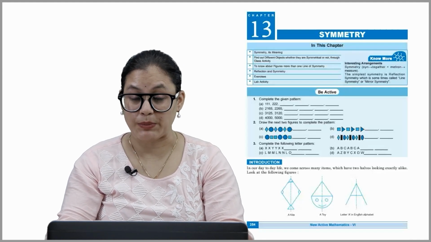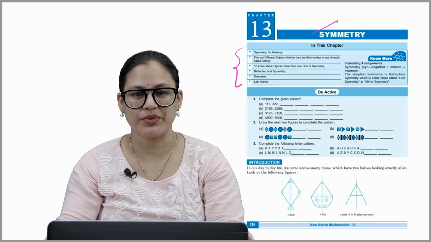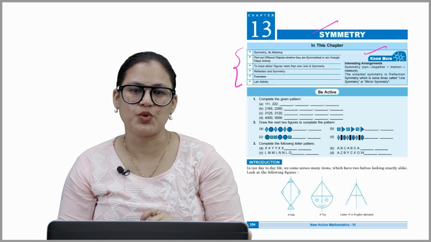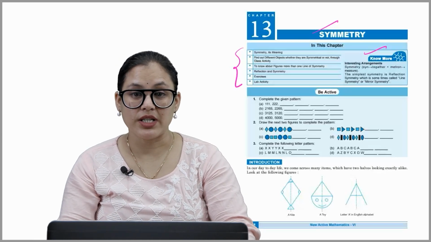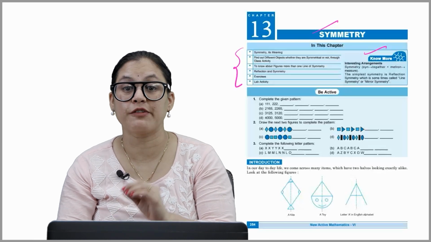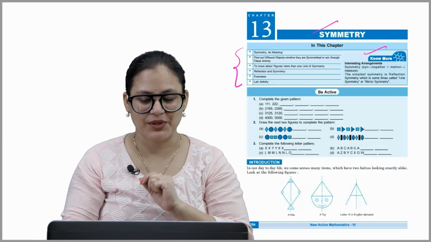Let's start today's chapter, Symmetry. In this chapter, we will discuss all these topics. First, interesting arrangements. Symmetry means syn, together, plus metron, that is measure. The simplest symmetry is a reflection symmetry, which is sometimes called line symmetry or mirror symmetry.